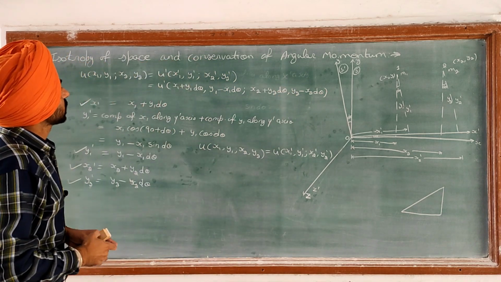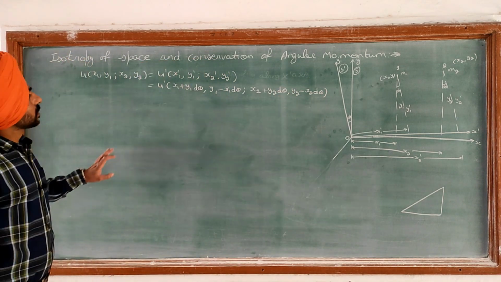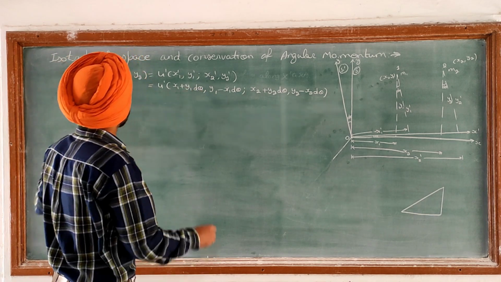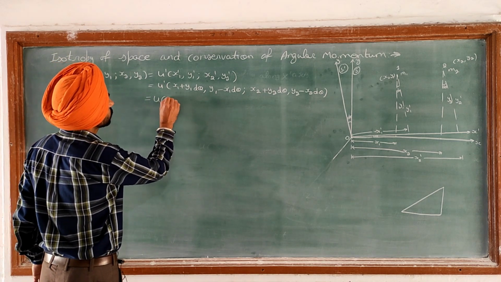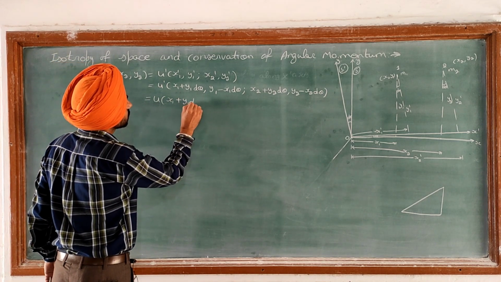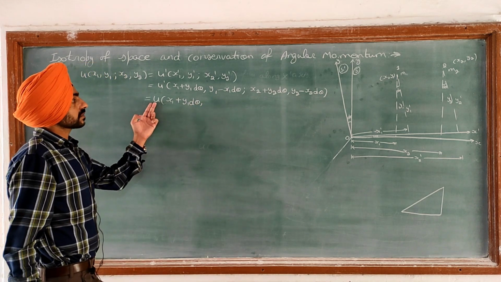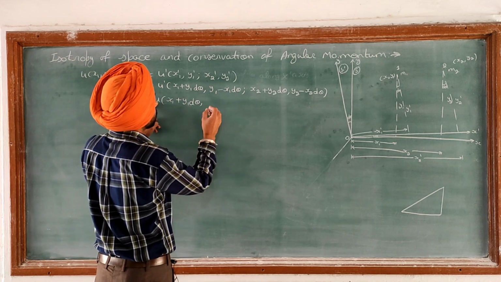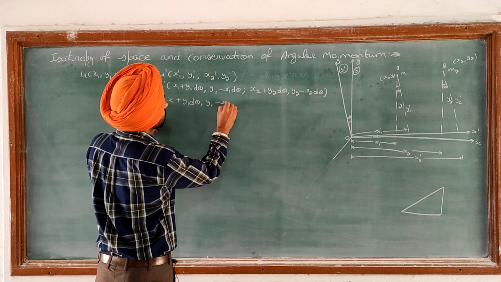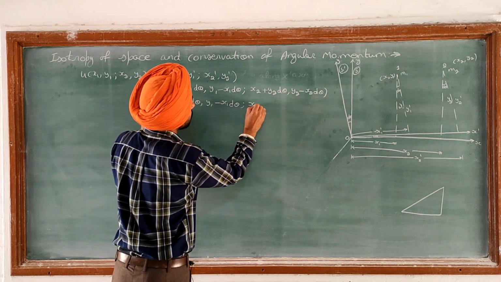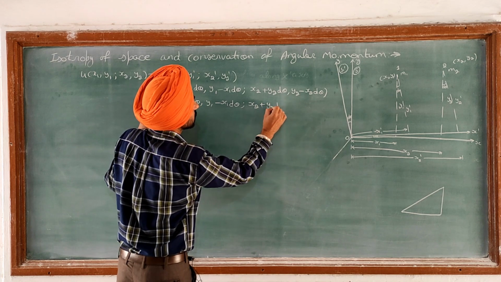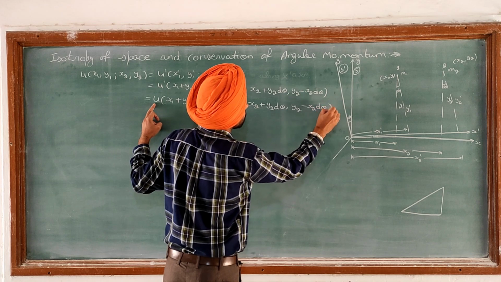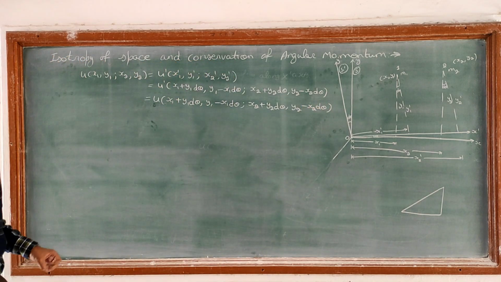Now we will expand it with the help of Taylor's theorem. Since on the right hand side the potential energy is a function of the unprimed quantities, it is better if I write it as U of x1 plus y1 d theta, y1 minus x1 d theta, x2 plus y2 d theta, y2 minus x2 d theta. I have replaced U prime with U because now it is a function of unprimed quantities. Now I will expand this expression with the help of Taylor's theorem.